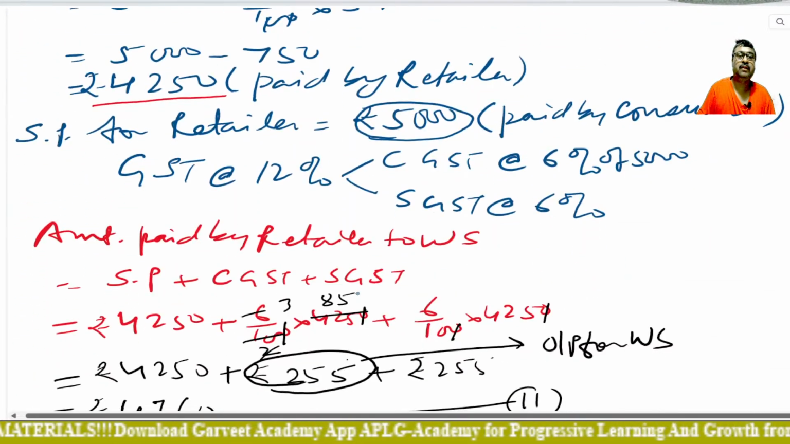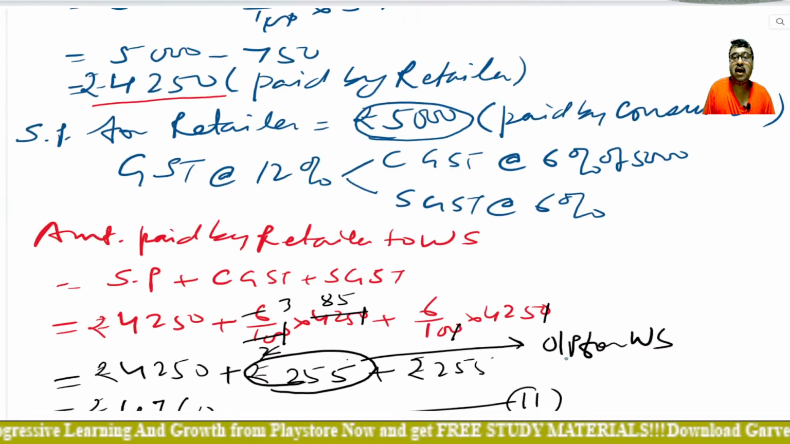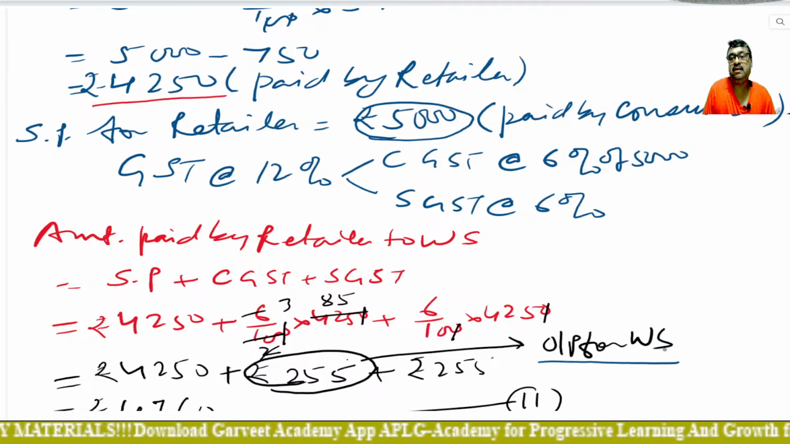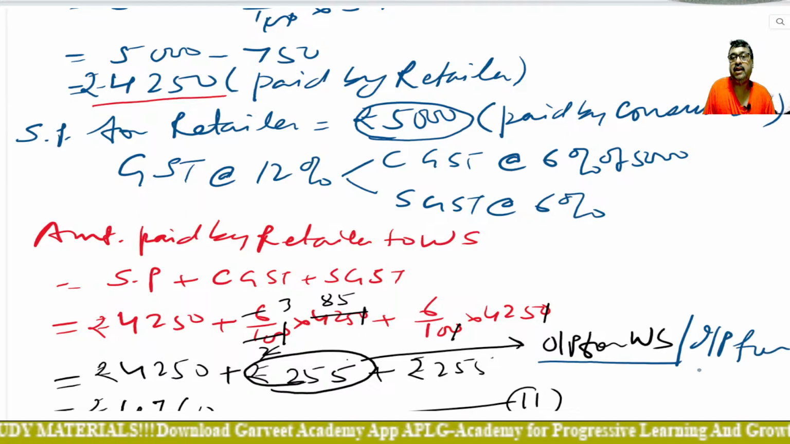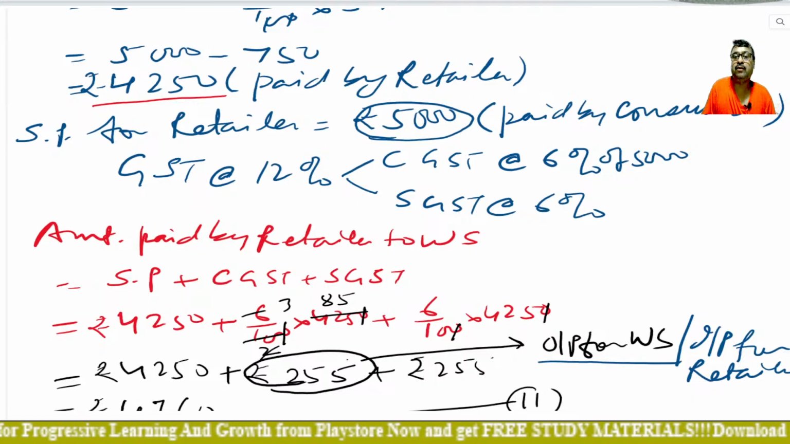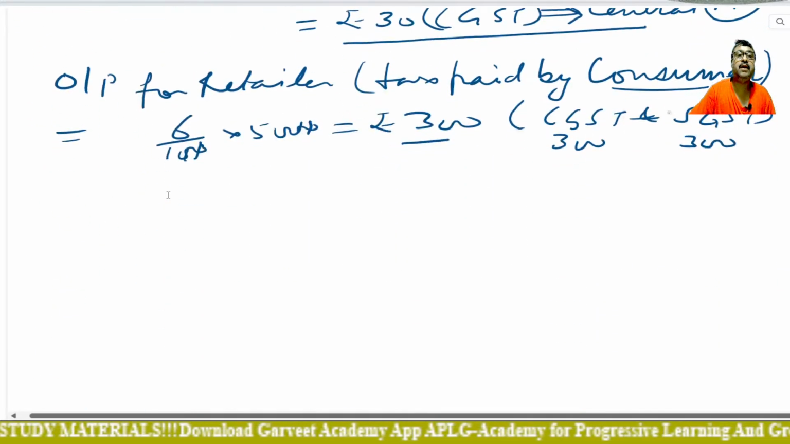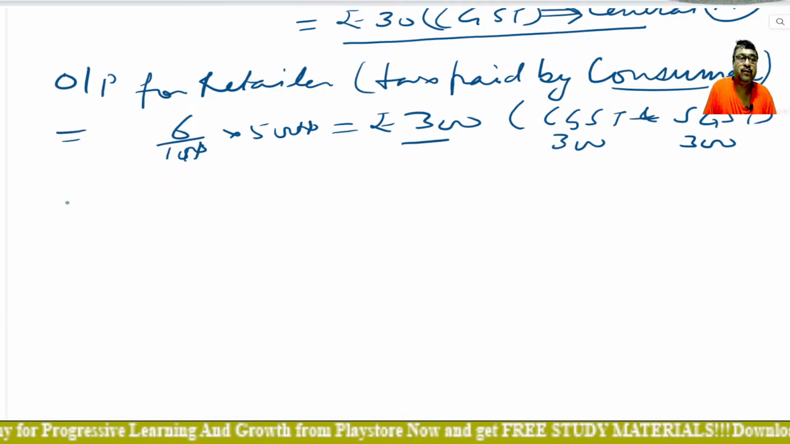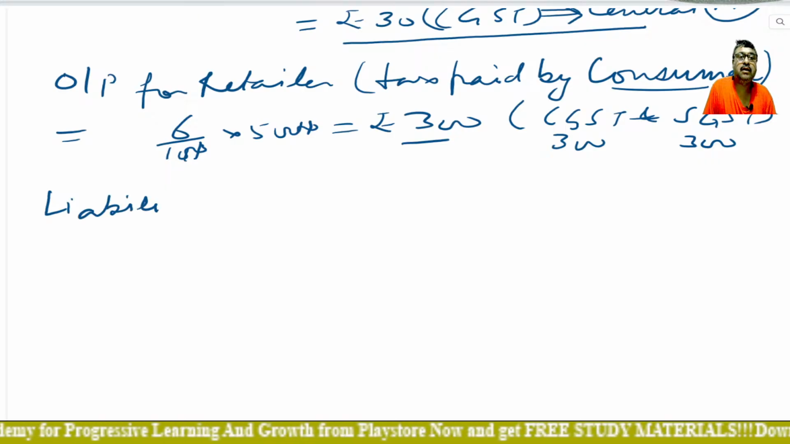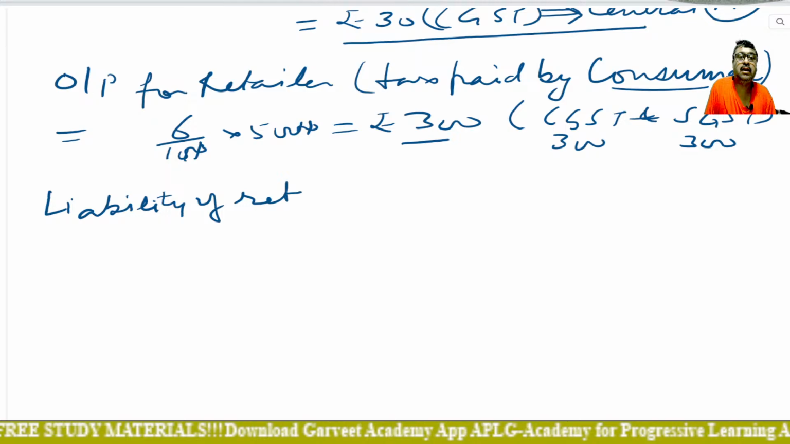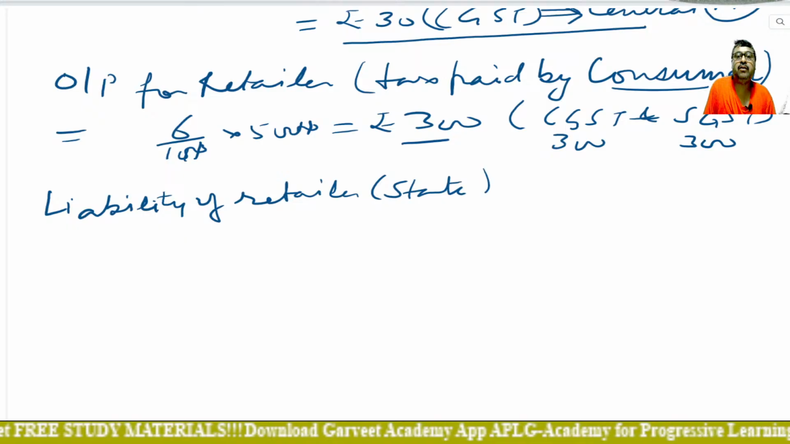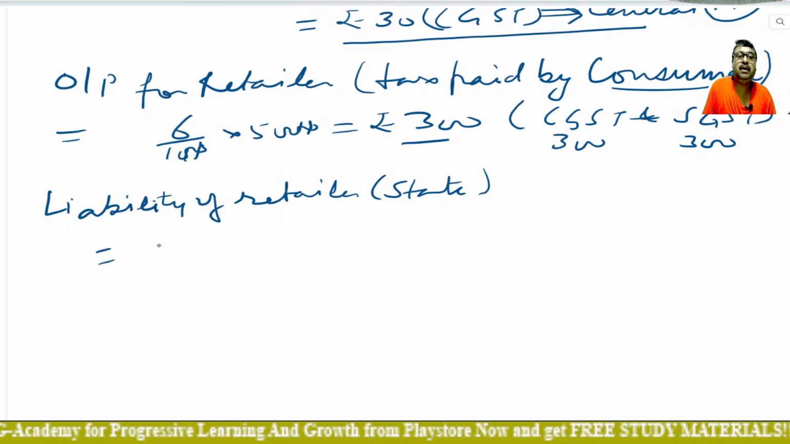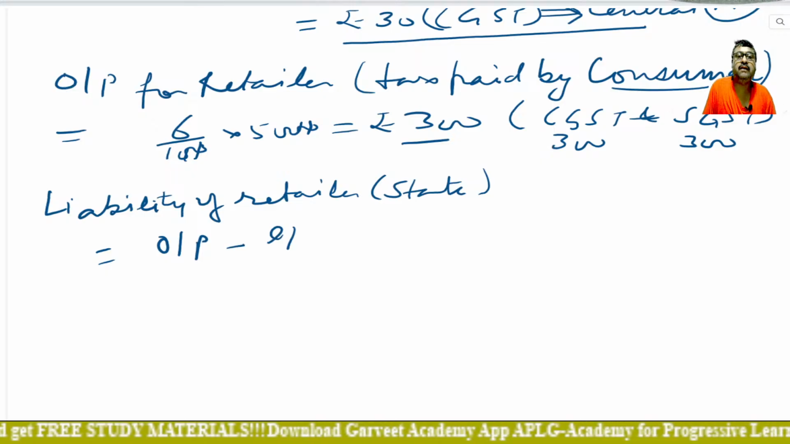Whatever was the output for the wholesaler is the input for the retailer. Clear? So the retailer's input is 255, and the retailer's output is 300. So the liability of the retailer for the state government, and it will be the same for the central government also, will be his output minus his input.